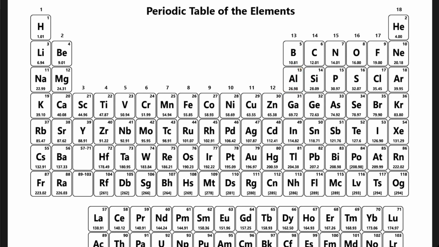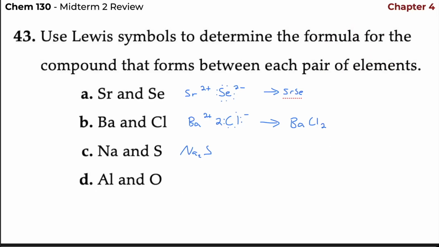Aluminum has, let's see, 1, 2, 3 valence electrons, right? And then oxygen has, let's see, 7, 6, right? Yeah, so 3 and 6, right? So let's draw those out.